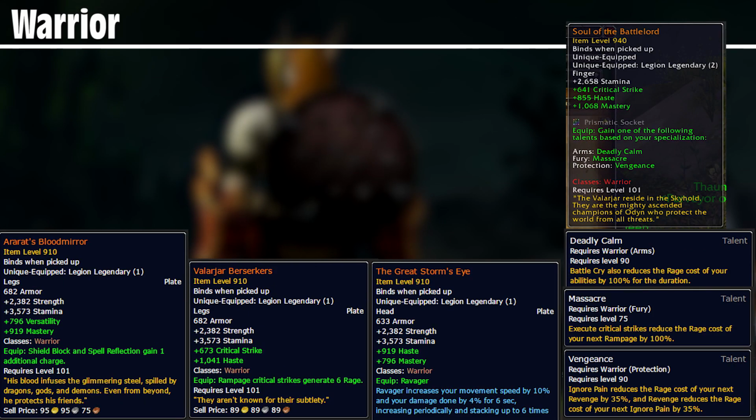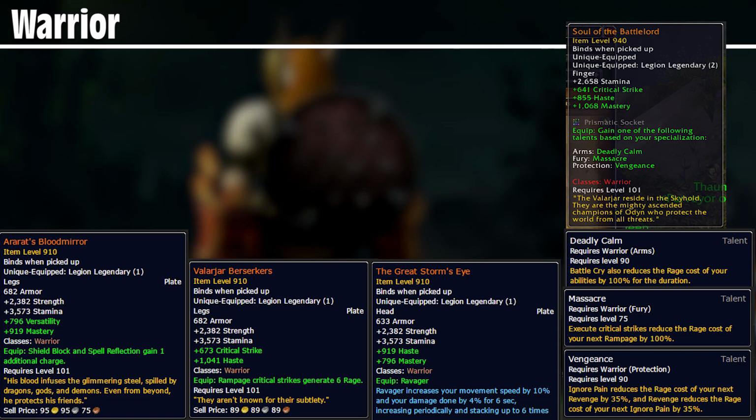Warriors will get Ararat's Blood Mirror. This gives their Shield Block and Spell Reflection an additional charge. Veladar's Berserkers go on the legs, and this gives their Rampage Critical Strikes an additional 6 Rage. The Great Storm's Eye gives you a buff called Ravager. This will increase your movement speed by 10%, as well as your damage done by 4% for 6 seconds, and this stacks up to 6 times.